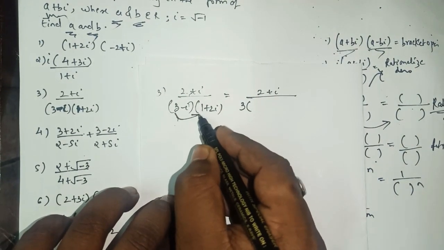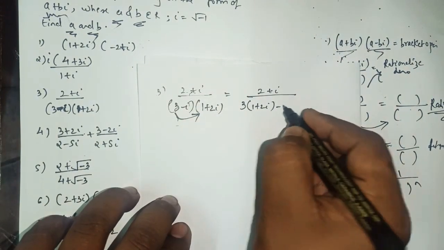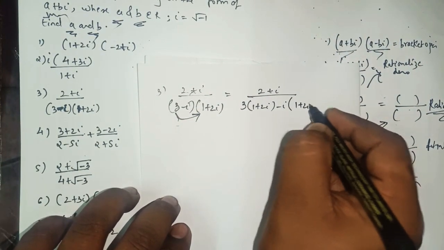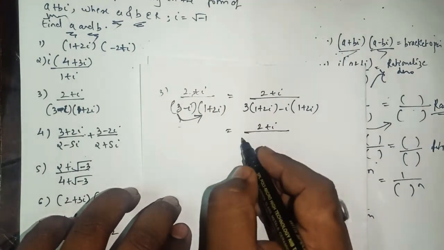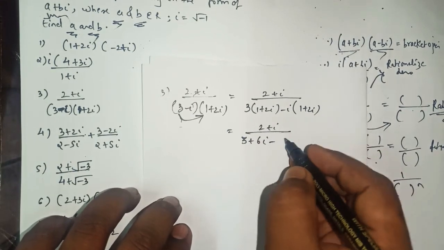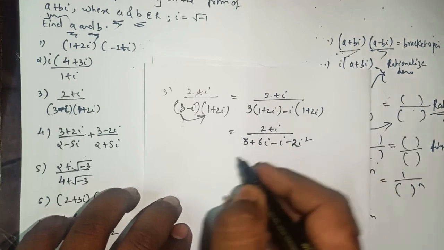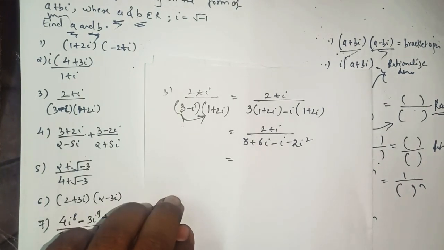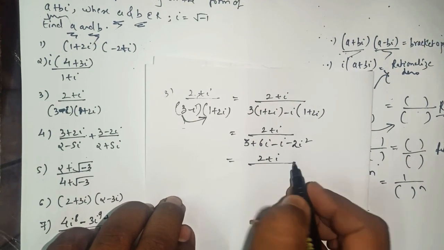First multiply the first term with the whole section, then take the second part and multiply with the whole section. So this will be 2 plus i upon bracket open, 3 plus 3 twos are 6i. This will be what? i minus plus minus 2i square, yes or no? So the numerator section will be the same as it is.